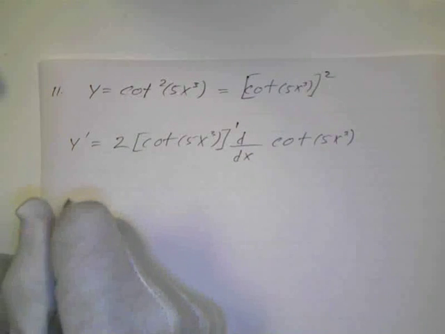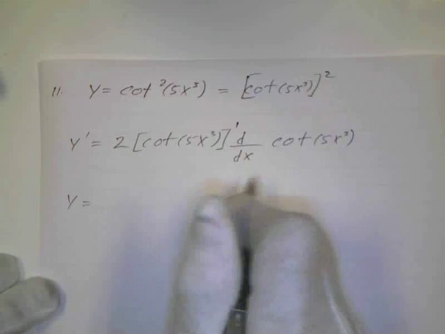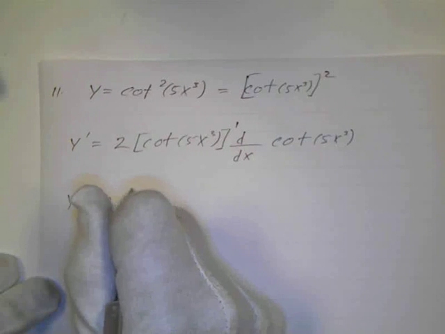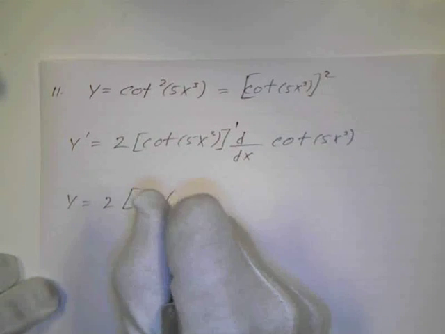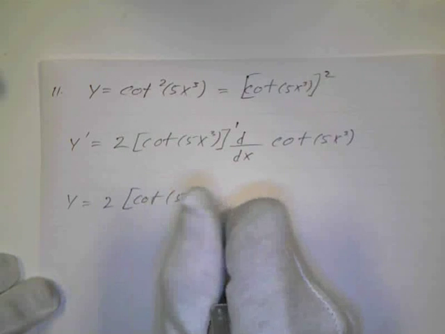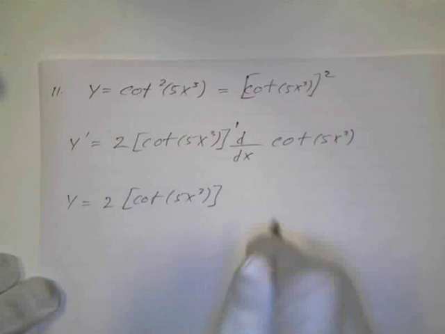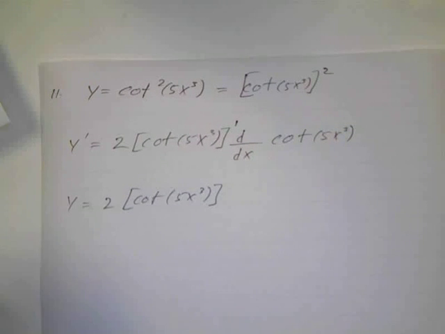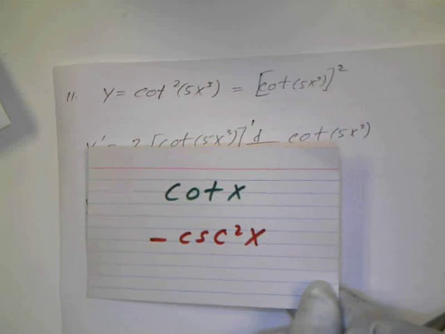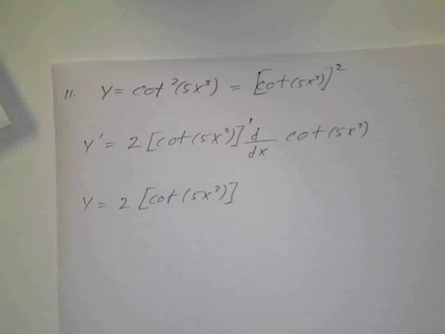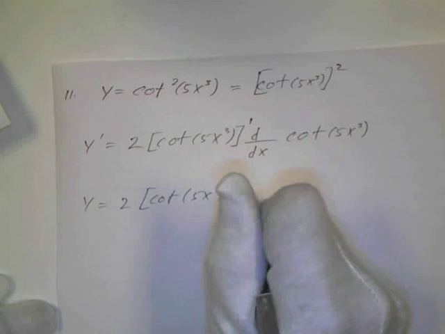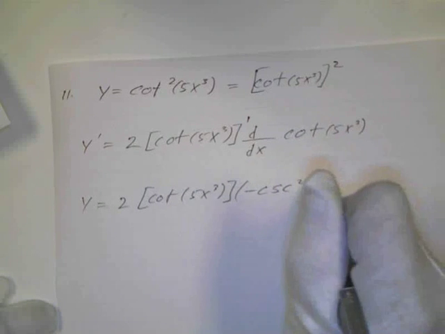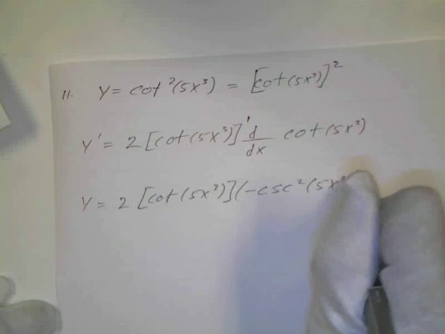Okay, so I can rewrite this. This is y prime. So everything to the left we leave the same, but to the right we have to do some more work. So we got 2 cotangent of 5x cubed. Okay, and then times the derivative of the cotangent. Now, what's the derivative of the cotangent? Well, I got my trusty card here. The derivative of the cotangent is the negative of the cosecant squared. So that's going to be times negative cosecant squared of 5x to the third.